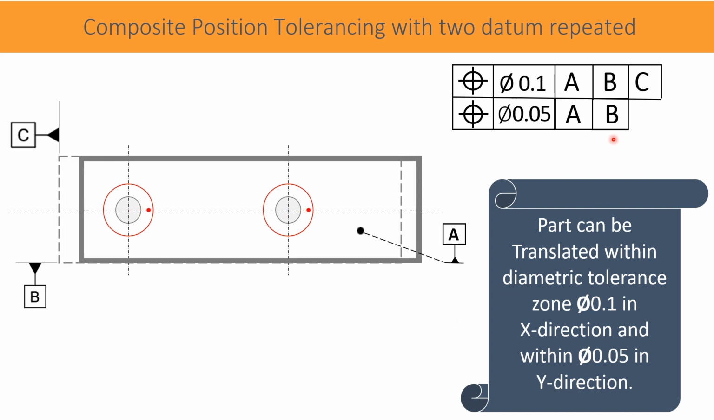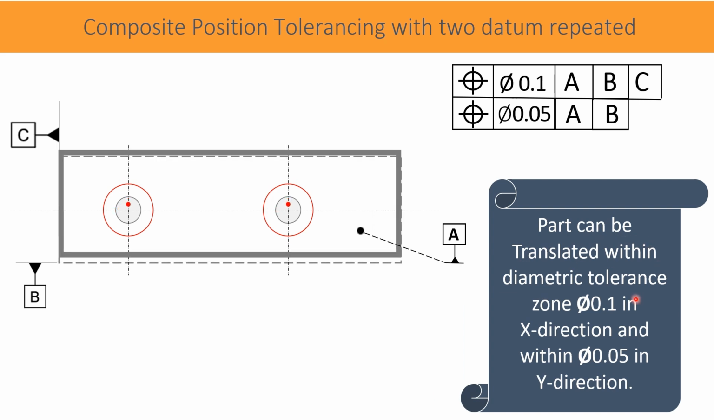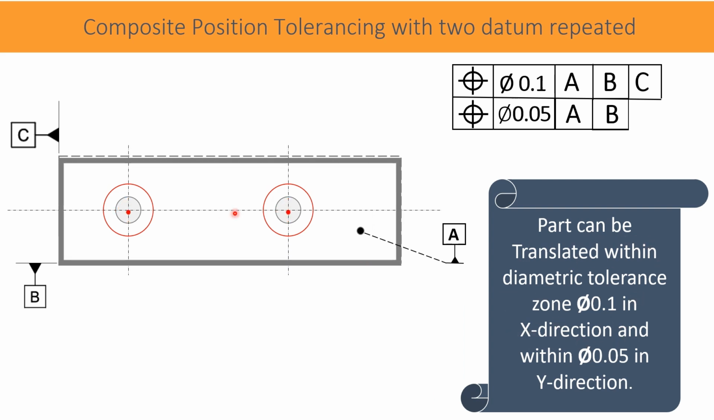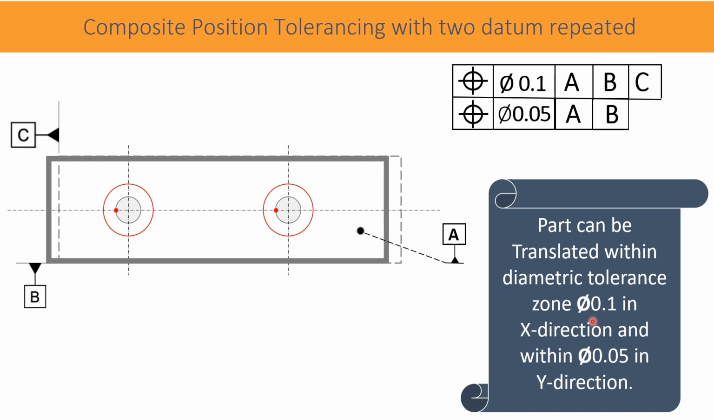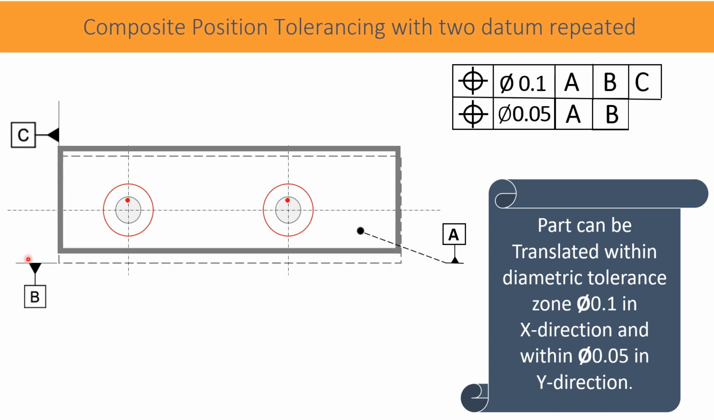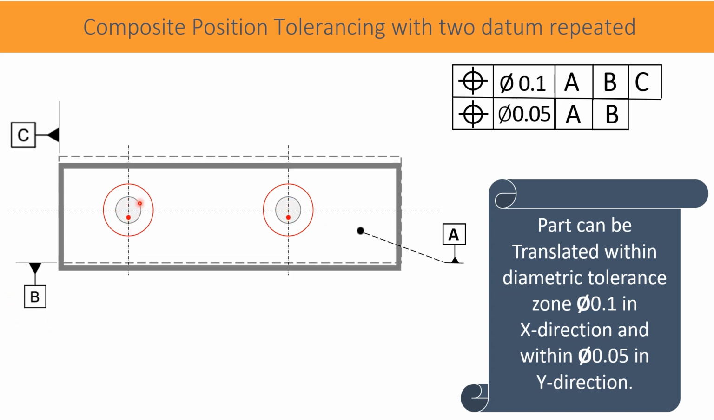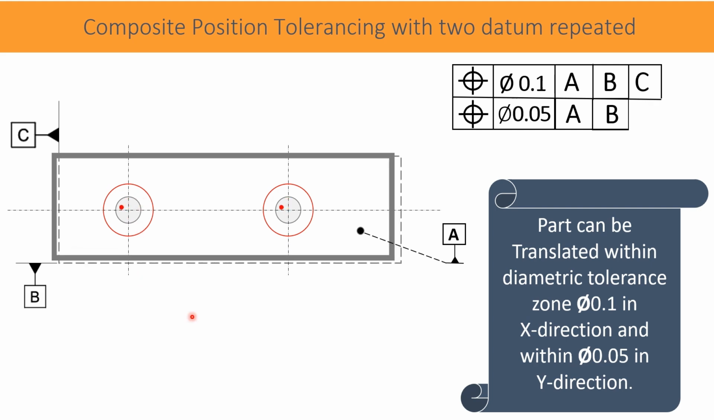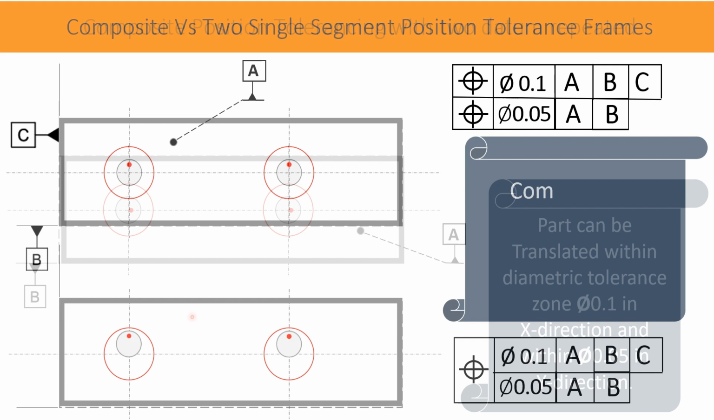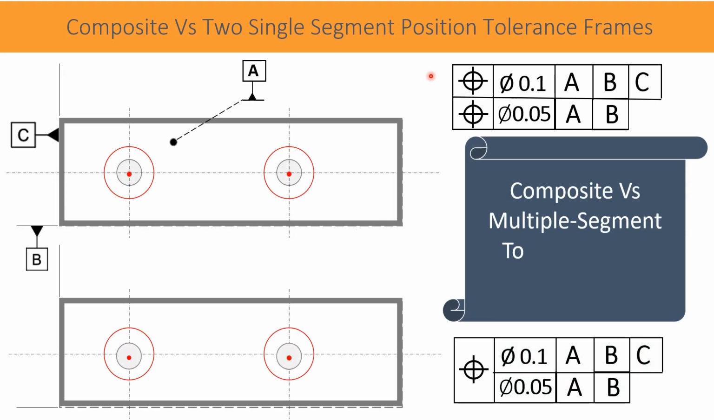Therefore, we can see that the part is translated within 0.1 in the x direction relative to datum C, but it is only allowed to translate in the y direction within 0.05 relative to datum B. Thus, the part is well within both tolerance zones given in the upper and the lower segment of the two single datum feature frame. Here, a direct comparison is shown between the two single segment tolerance zone frame and the composite tolerance zone frame.